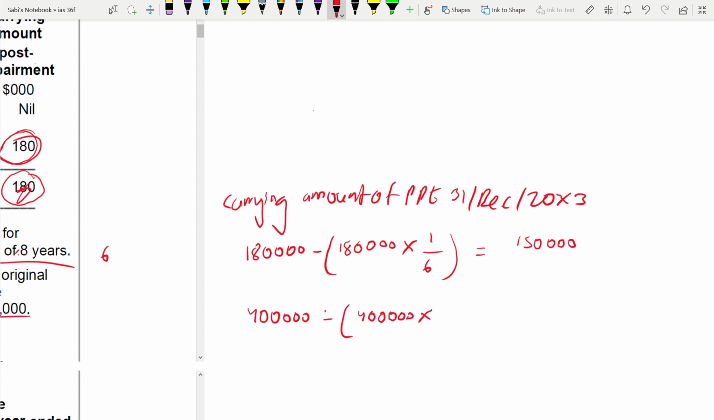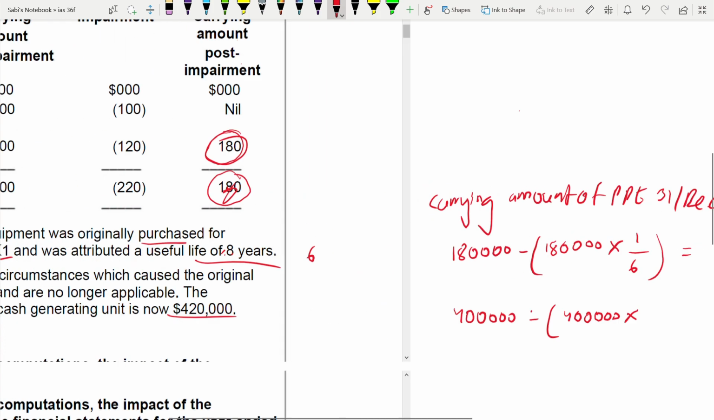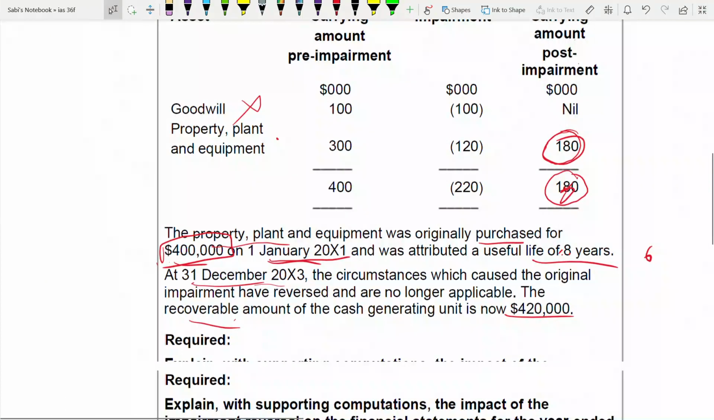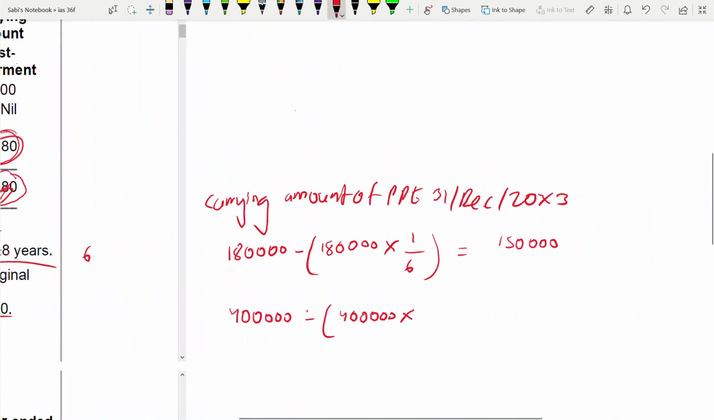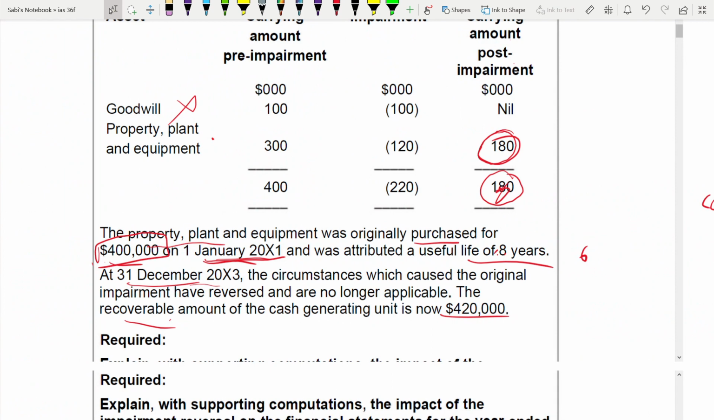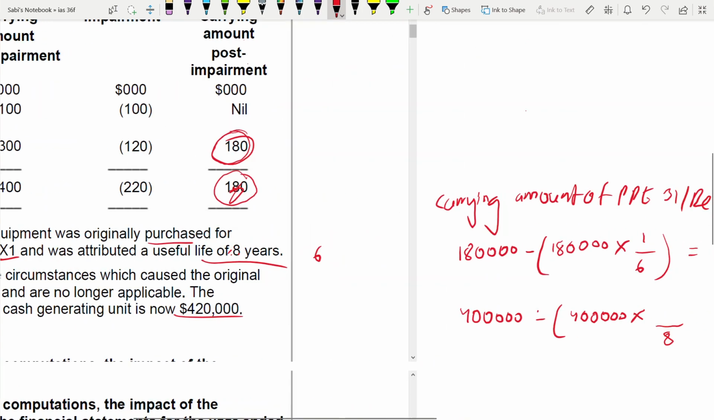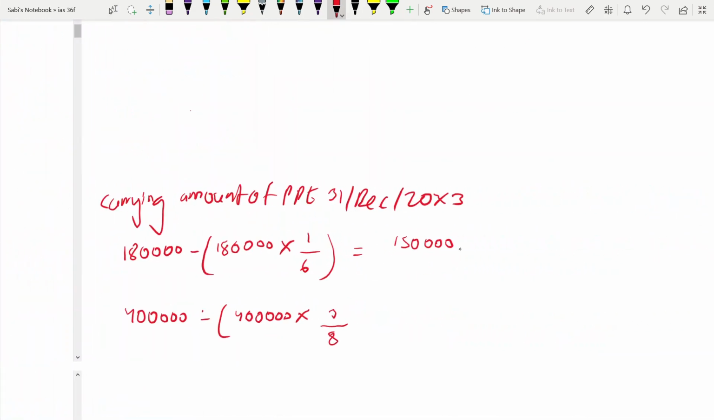400,000 into how many years? You bought it on 1st of January 2001. From then onwards, useful life is 8 years. So for how many years are you calculating depreciation? 2001, 2002, 2003, 3 years. On 31st December 2003, you want to know the position of the PPE. So 3 years depreciation you are deducting on that cost, and it will be 250,000.